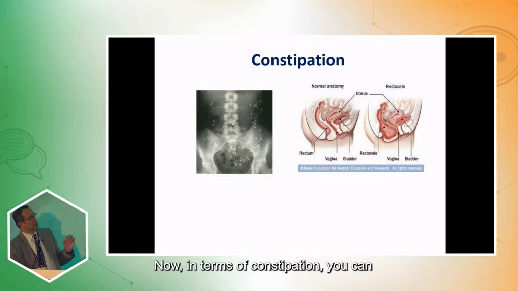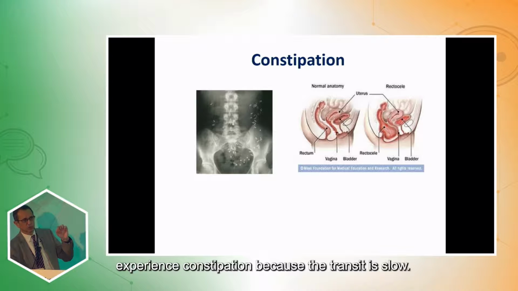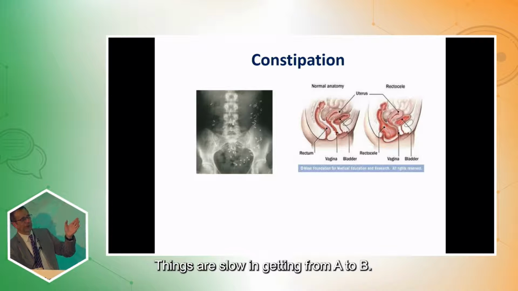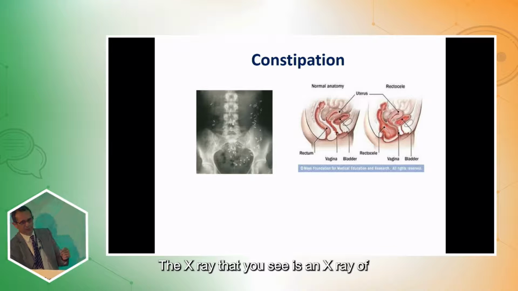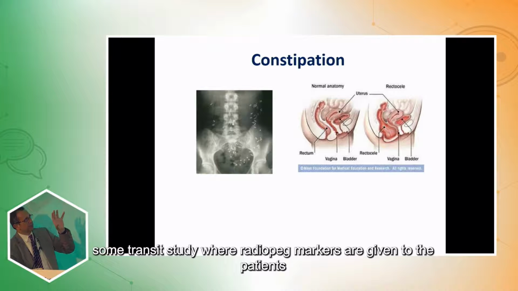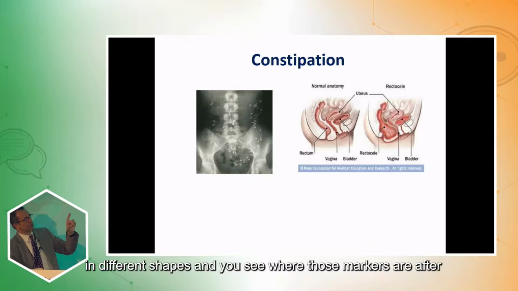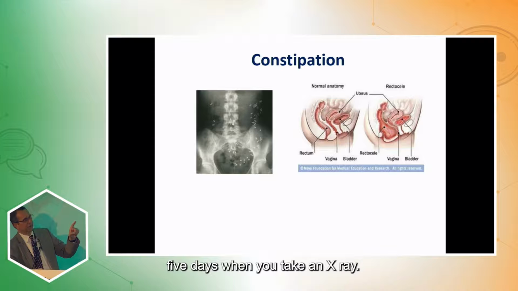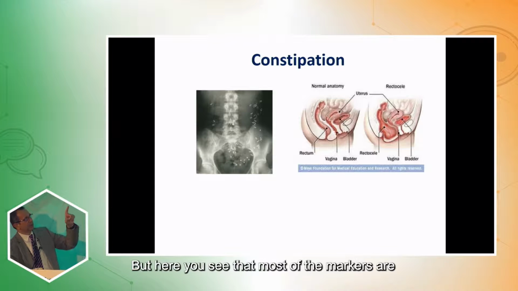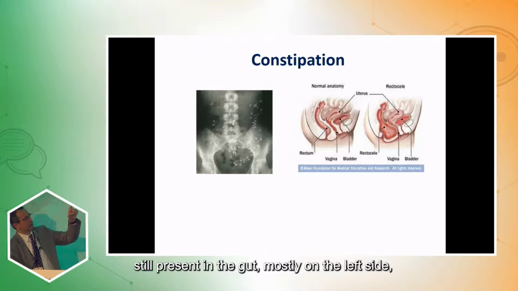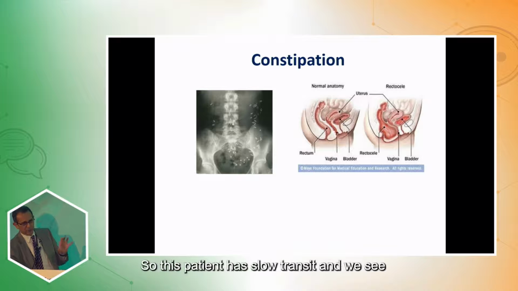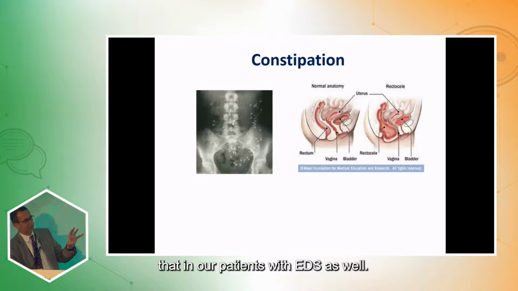Now, in terms of constipation, you can experience constipation because the transit is slow. Things are slow in getting from A to B. The X-ray that you see is an X-ray of a transit study where radiopaque markers are given to the patients in different shapes, and you see where those markers are after 5 days when you take an X-ray. And most of these markers should have been expelled by then, but here you see that most of the markers are still present in the gut, mostly on the left side, but scattered around a little bit as well. So this patient has slow transit, and we see that in our patients with EDS as well.